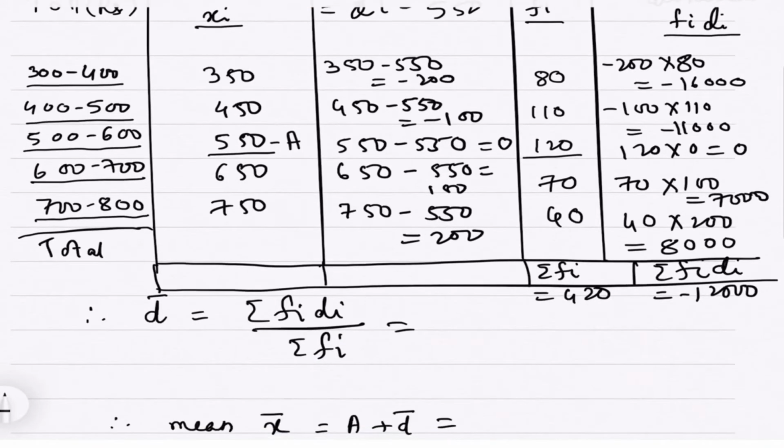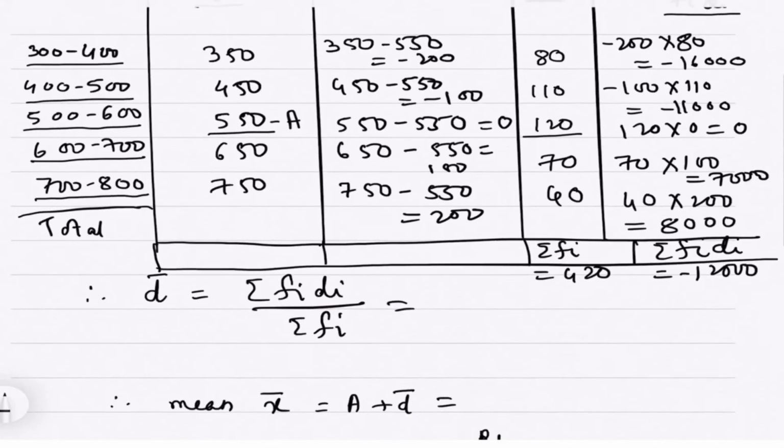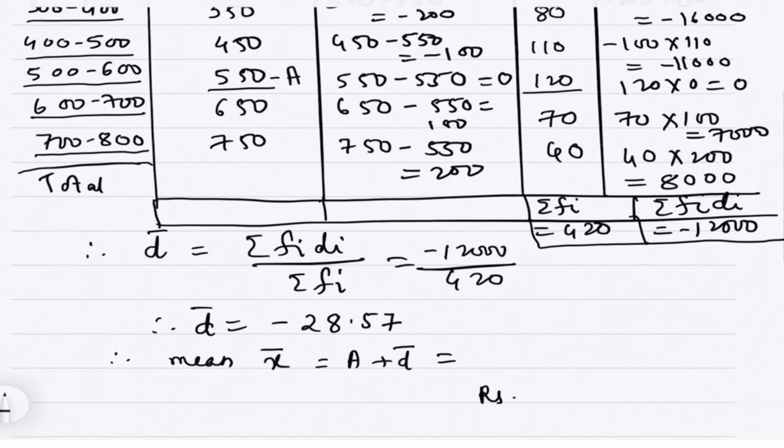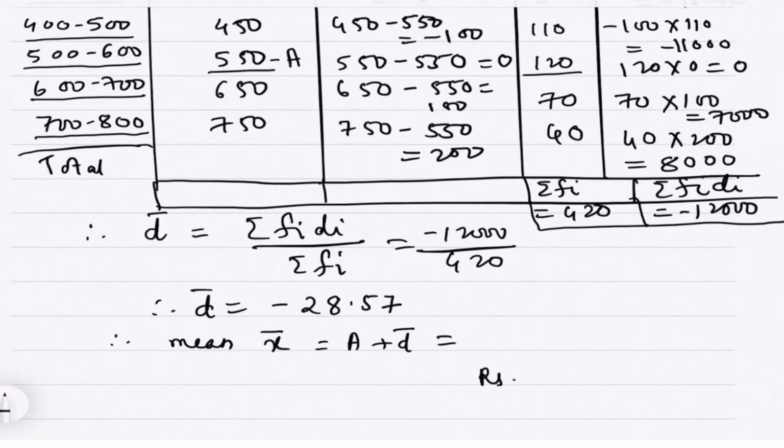Now first we find the mean for d bar, the deviation. The formula is sum fi di upon sum fi. Let us substitute from the table. Sum fi di is minus 12,000 upon sum fi is 420. Therefore, we get d bar as minus 28.57. Here we have taken decimal values up to 2 places.